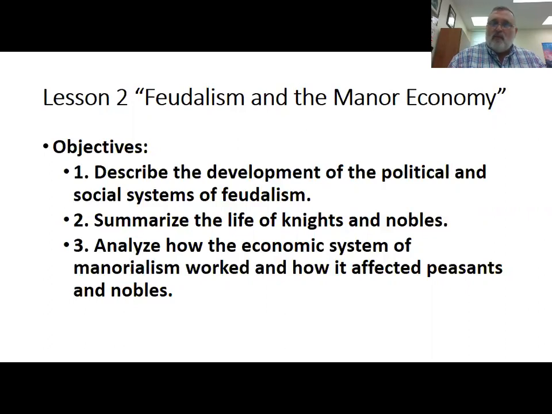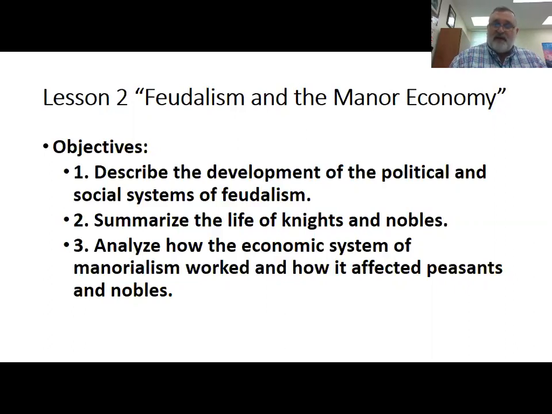Number one, what is feudalism? How is it a political and social system? How was it set up? How was it structured? You're to compare feudalism with the third point, which is manorialism, the economic system. How did this affect the lives of the nobility and the people that work for them, the peasants?